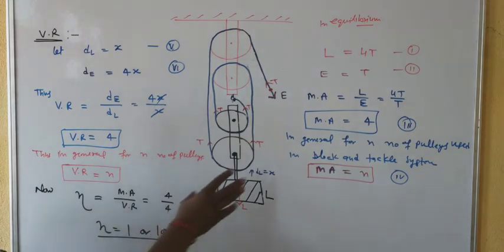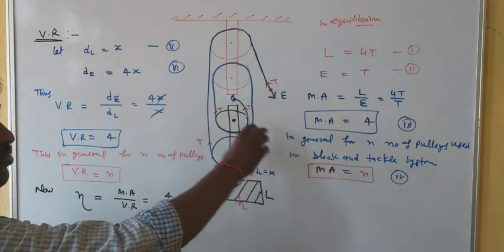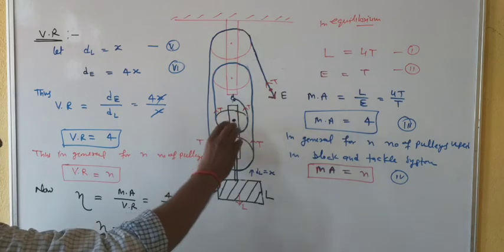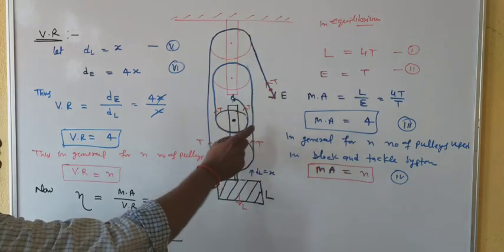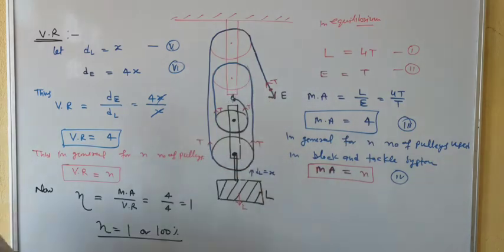Similarly, we can derive all these relations when we use one less number of pulleys in the lower block than in the upper block.